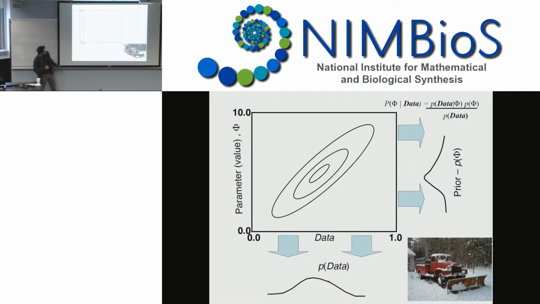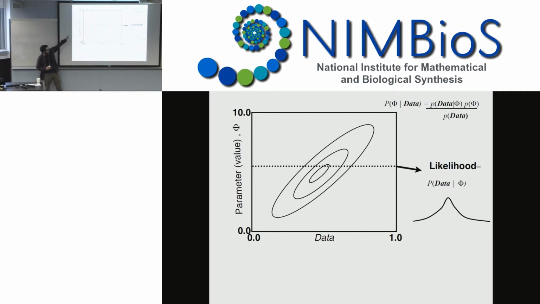And you kind of take a snow plow and plow all the snow onto this side. Here you get your prior distribution. Here you could plow it over in this direction. You would get this probability of data, and you could take a slice here. This is your likelihood slice, the probability of the data given the parameter.